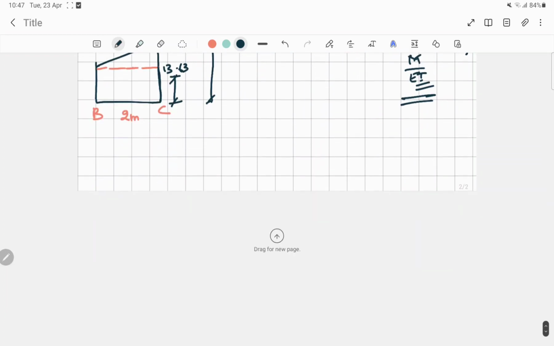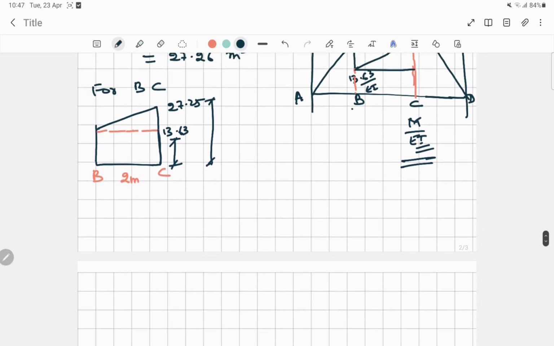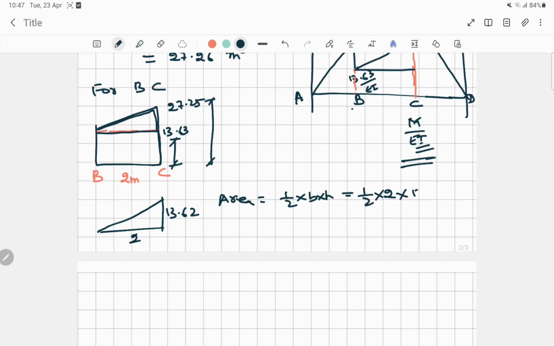So now we'll find this area first. This area will be the whole height minus 13.63, which gives 13.62. The width is 2 meter, and the area formula is the same: half into B into H is equal to half into B, which will be 2, and H will be 13.62, so the value will be 13.62 only. This one and this one will get cancelled.